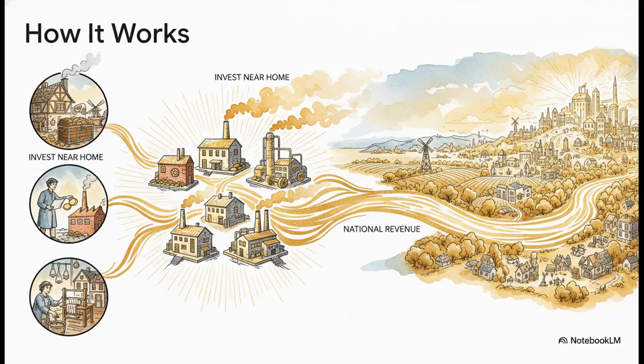So how does this invisible hand actually work? Smith breaks it down logically. First, he says people generally like to invest their money close to home. It just feels safer, more secure. Second, to get the biggest profit, they'll naturally put that money into whatever industry is making the most valuable stuff. And when every individual is doing that, all at once, the collective result is that the nation's entire economic output gets maximized. And nobody even planned it that way.